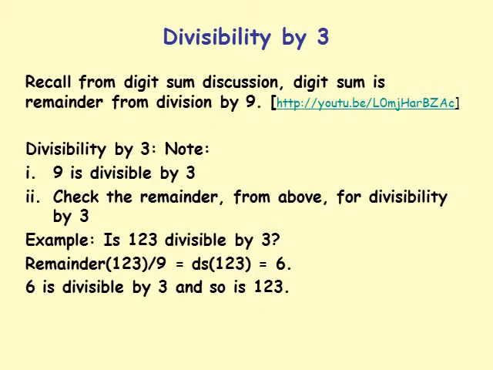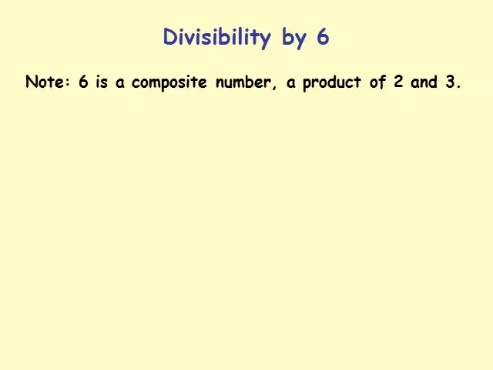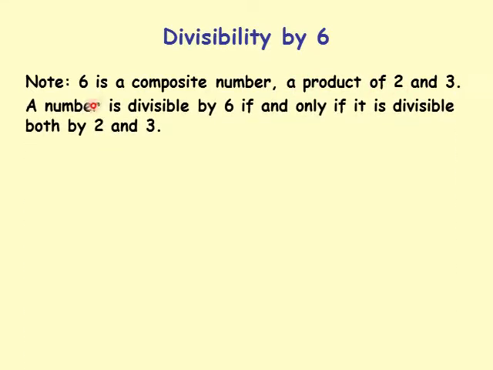Let's continue and discuss divisibility by 6. If a number is divisible by 6, let's investigate it. Note that 6 is a composite number, by which I mean that it's a product of 2 and 3. Okay? Let's continue. A number is divisible by 6 if and only if it's divisible both by 2 and 3. So we have to check the divisibility by 2 and also by 3.